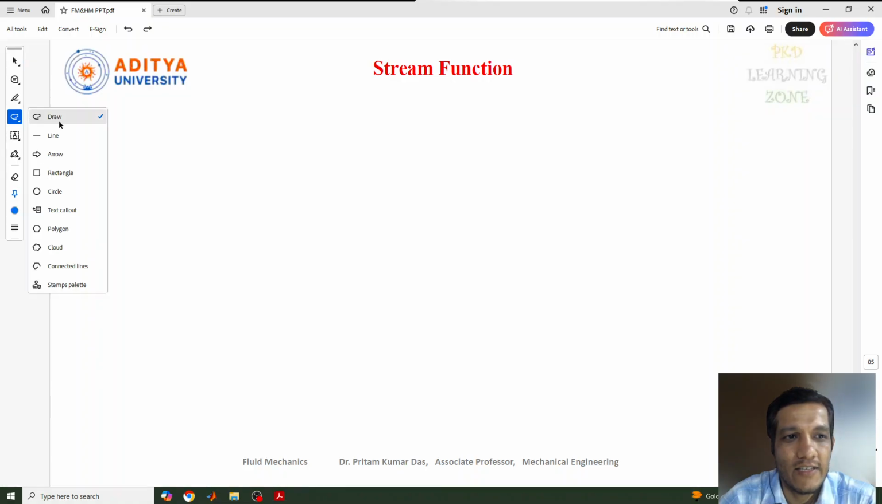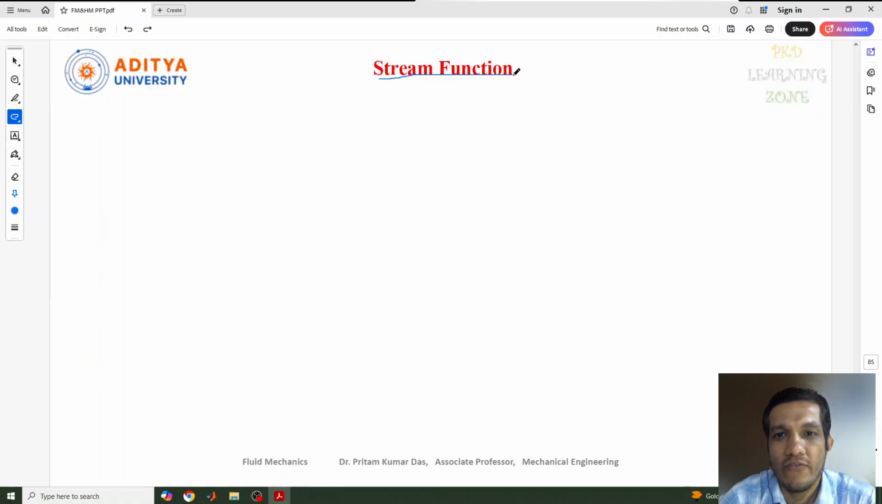In this lecture, we will discuss a concept regarding stream function. In our previous lectures, we have already discussed the velocity potential function, and there we have seen how the flow is flowing along all these directions. We have taken the x, y, z three directions, and in all these directions, the velocity is also given as u, v, and w.